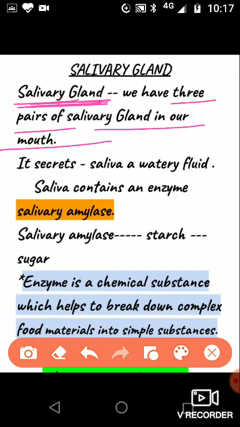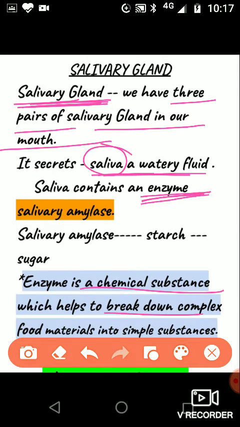And what is their function? They secrete a watery fluid which is called saliva. Whenever your parents or your mama give you very delicious food, what happens? Your mouth starts watering. So what is that water? It is saliva. And that saliva contains an enzyme. So first, what is an enzyme? An enzyme is a chemical substance which helps to break down complex food material into simpler substances.